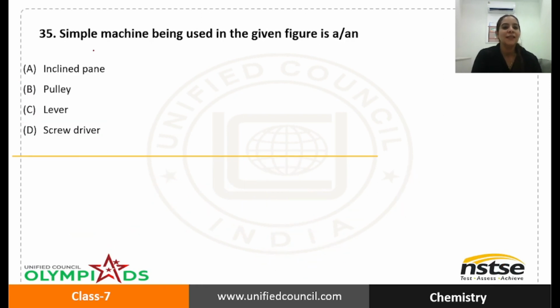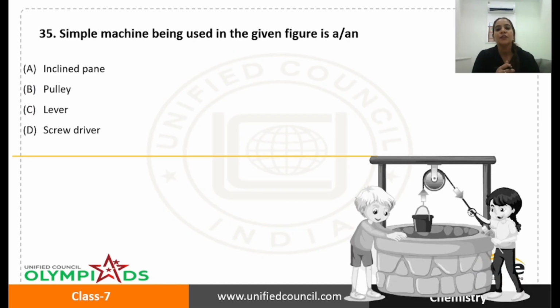Okay, next question says, which simple machine is being used in the given figure. And here we have a figure. So which simple machine is used here? See, simple machines are those which make your task very, very easy. So all these are simple machines, whether you talk about inclined plane, pulley, lever, or screwdriver, they all are simple machines.